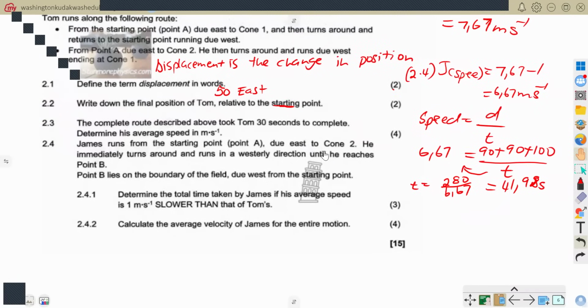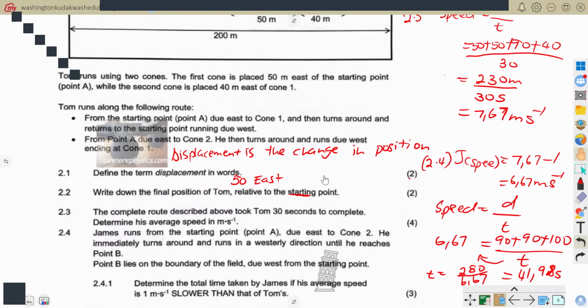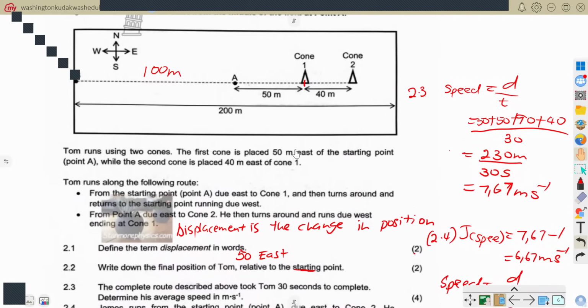Now they're saying calculate the average velocity. For the average velocity, you need to consider the change in position. His final position is B and he was at A. So the displacement is only 100 meters. And along that change in position, we took 41.98 seconds to change that position.